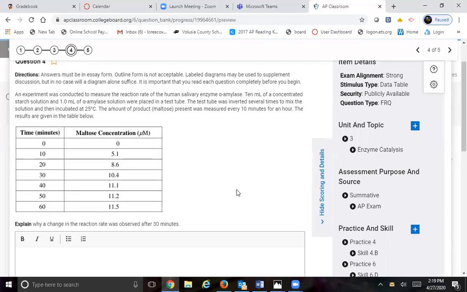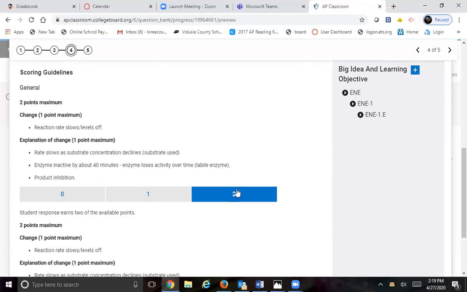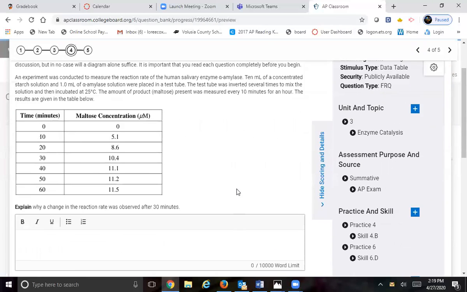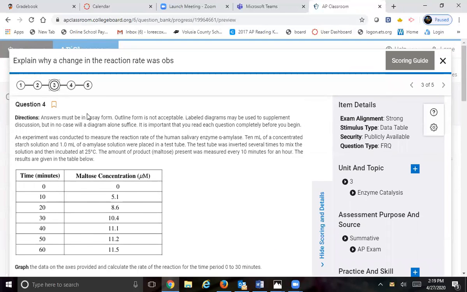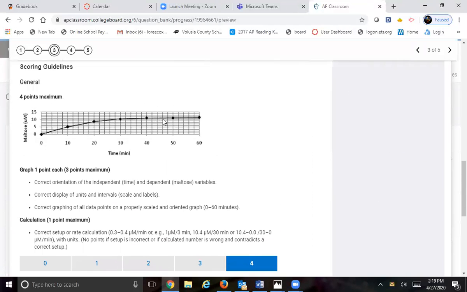Question 4. Okay, explain why a change in reaction rate was observed after 30 minutes. So they're wanting to know, back for the graph that you did here in question 3, why'd this flat line? Well, I got quite a few answers that said the enzyme ran out of energy, or the substrate ran out of energy. We're not running out of energy here, you're running out of concentration. So as you run out of concentration, there's no more binding sites. There's nothing more to be broken down.